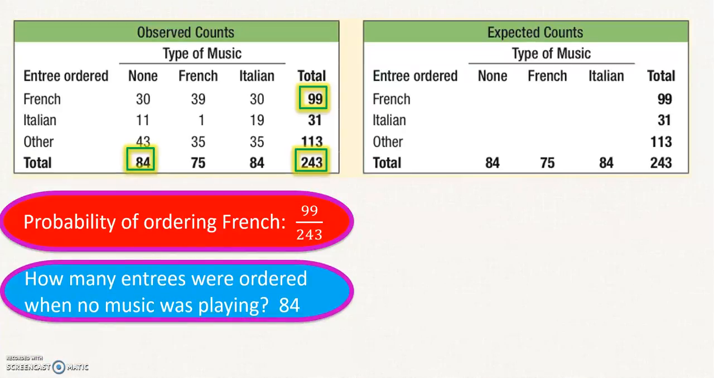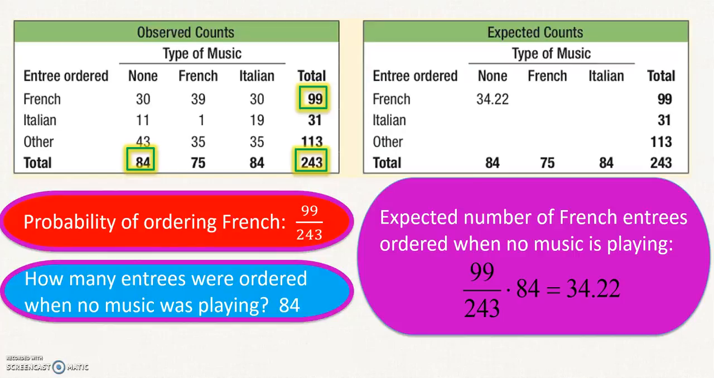How many entrees were ordered when no music was playing? That's 84. So if we wanted to know the expected number of French entrees ordered when there was no music playing, the expected number would be 34.22. And again, we're not going to round these to the nearest whole number because this is the average over time. So notice I filled in the expected counts there as 34.22.